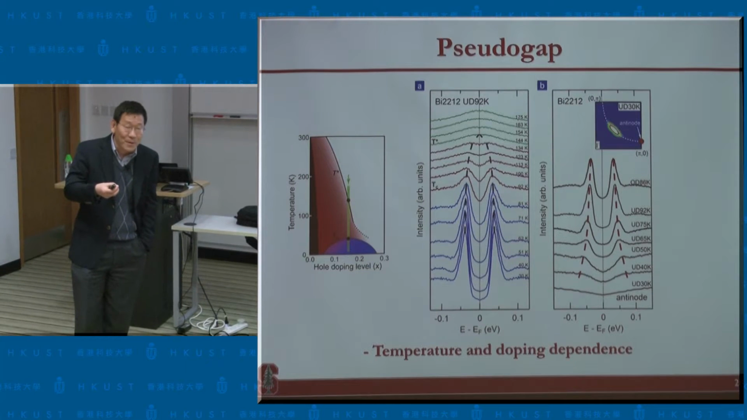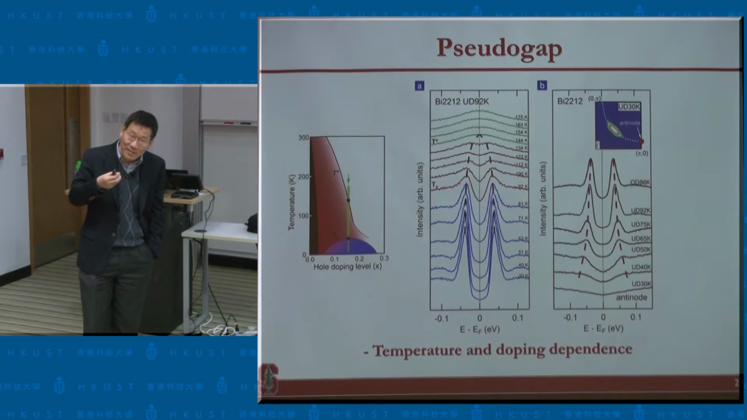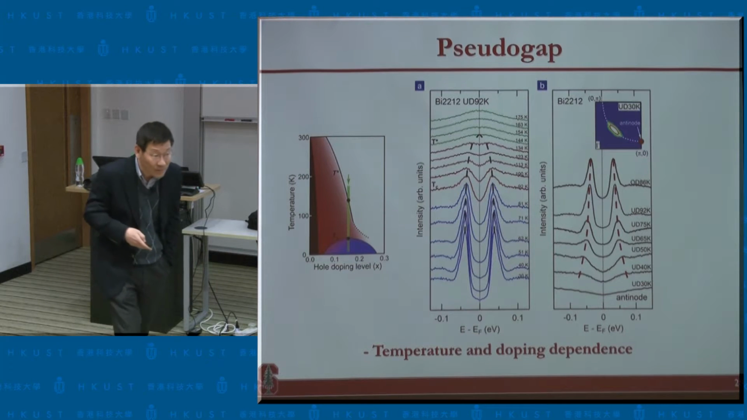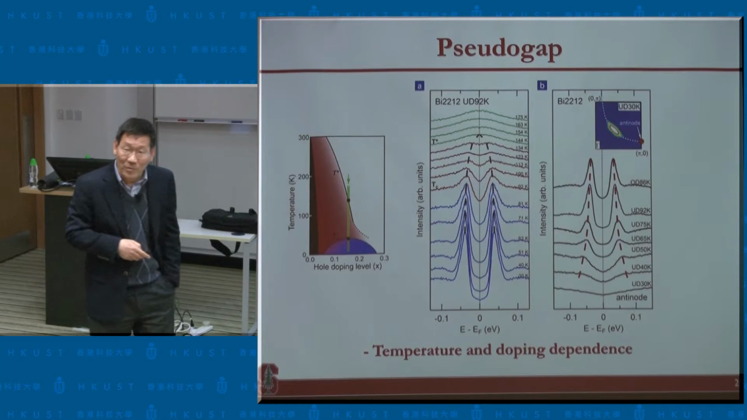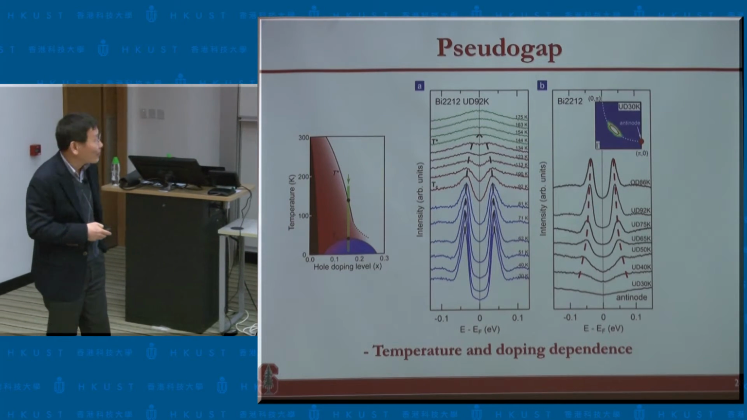But starting from about 2006, we began to see subtle things that made us realize that there are similarities, but equally there are very important critical differences between this normal state gap and the superconducting gap. So that's what I'm going to try to tell you.